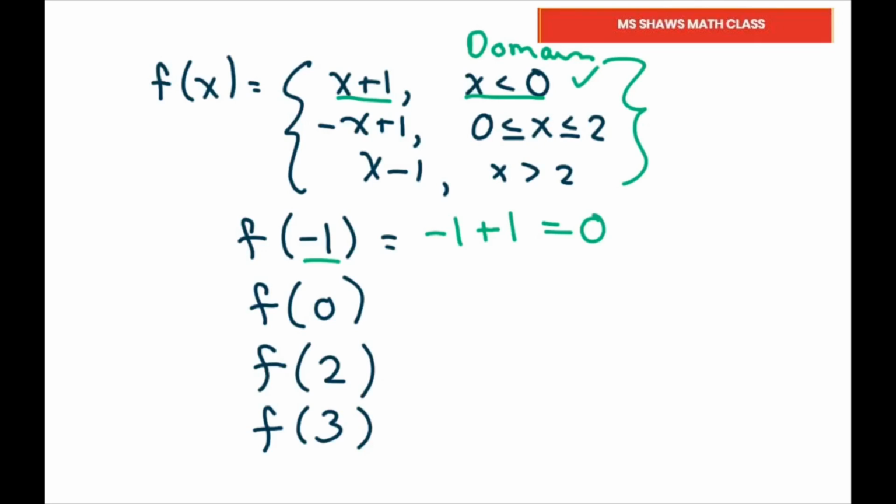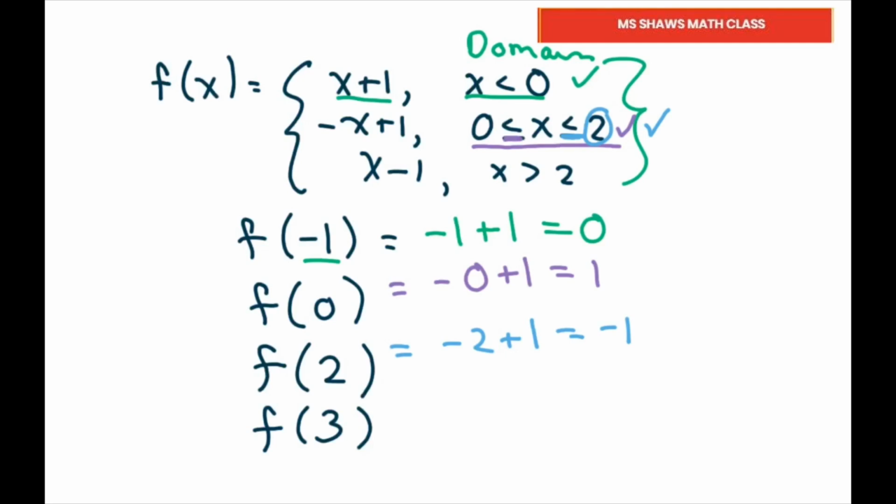Now at 0, the only domain that works for that one is the second portion because x can equal 0. So we plug it in there. So we get negative 0 plus 1. That equals 1. Now f of 2, the only place that one works is in the second one again, because that's the only place it can equal 2. So that's going to equal negative 2 plus 1, which equals negative 1.